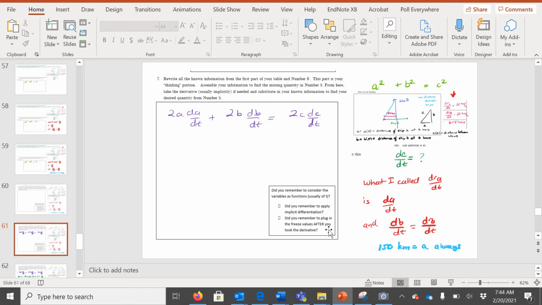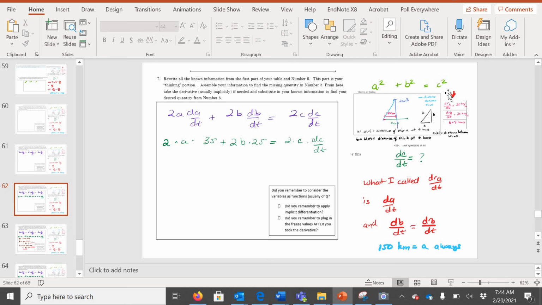First of all, if I take the derivative of a squared plus b squared equals c squared from left to right using implicit differentiation, and I'm using the power rule, I get 2a dA/dt plus 2b dB/dt equals 2c dC/dt. That's 2a times 35 plus 2b times 25 equals 2c times dC/dt. And I've got a lot of letters still left in there.